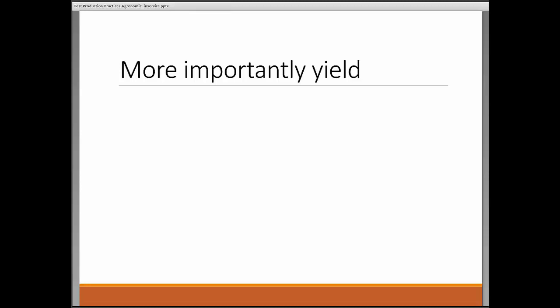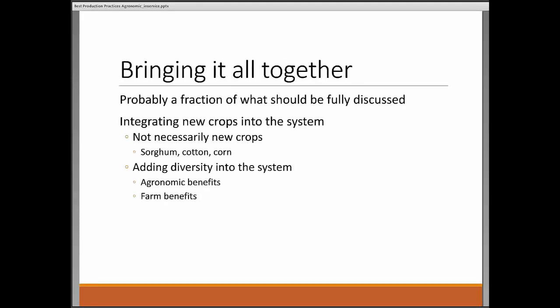So when we talk about bringing it all together, this is probably a fraction of what needs to be fully discussed on these topics, but it's what we had in the time available to us. When we start integrating new crops into the system, it doesn't necessarily have to be new crops to Oklahoma. We can look at the crops that have been proven in Oklahoma that we know we have good management opportunities for, like our sorghum, cotton, corn, and soybean. But what we're doing is just adding diversity to the system, getting those agronomic benefits of good weed control, good IPM management, organic matter, as well as getting those farm benefits of spreading risk and spreading labor out to really help everything come together.